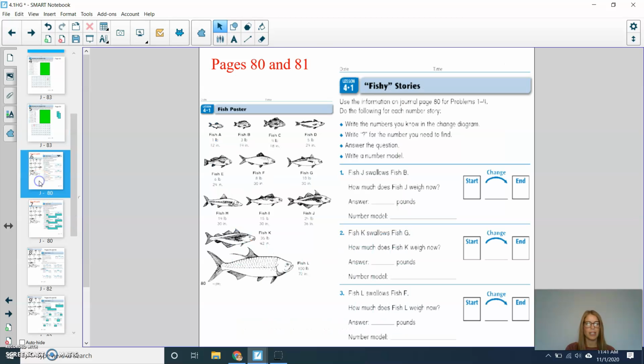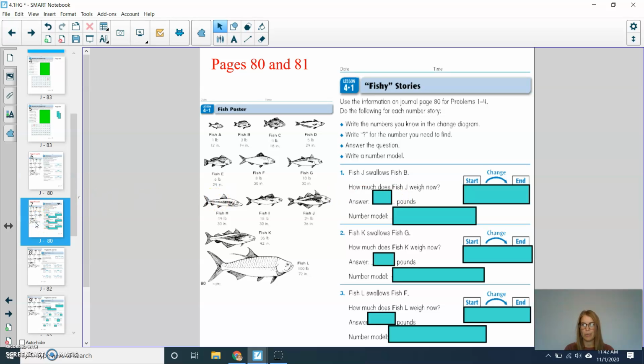The next thing we're going to look at is pages 80 and 81. You're going to use this fish poster to answer these questions about fishy stories. What we're going to do: write the numbers you know in the change diagram. Write a question mark for the numbers you need to find out. Answer the question and then write a number model. Let's talk about number 1 together so that you know what to do for the future ones.